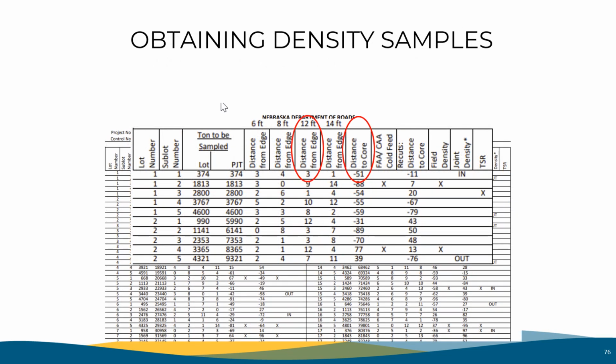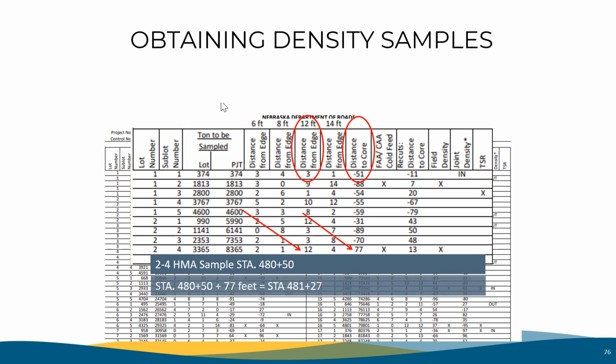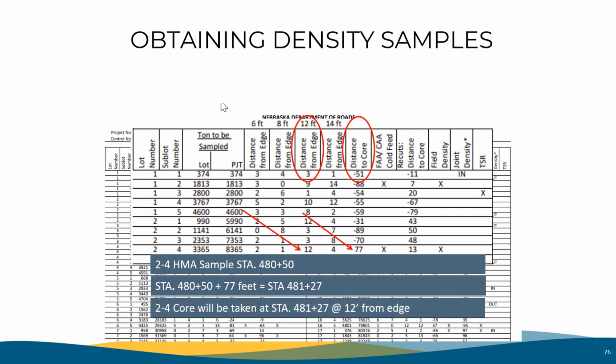When obtaining the density samples, the random sample schedule will give you all the information that you need. Let's say that lot 2-4 hot mix asphalt sample is at station 480 plus 50. The information shows that the density sample will be taken 12 feet from the edge and plus 77 feet ahead. So add 77 feet to station 480 plus 50, and you will get station 481 plus 27, and it will be taken 12 feet from the edge.